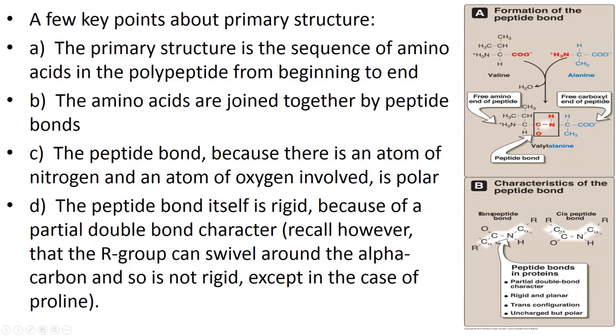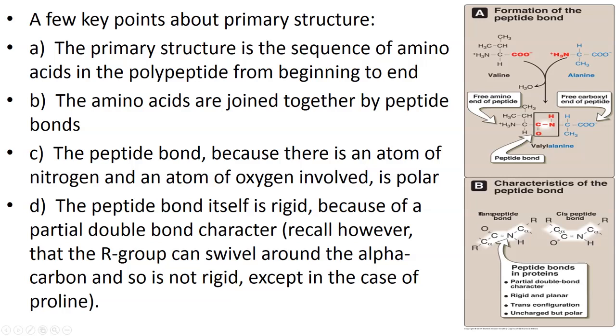The amino acids are joined by peptide bonds. We already talked about that. There's your peptide bond right there. If we look at this peptide bond, you'll notice it does have nitrogen in it, and it does have oxygen in it. So by definition, it is a very polar bond. And that's going to be important when we move on to secondary structures. So the peptide bond itself has polarity.